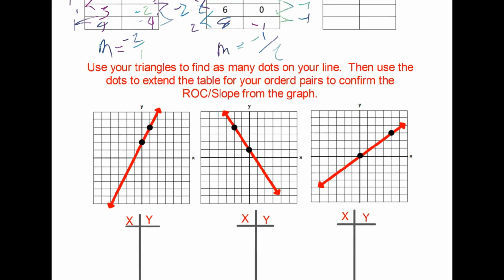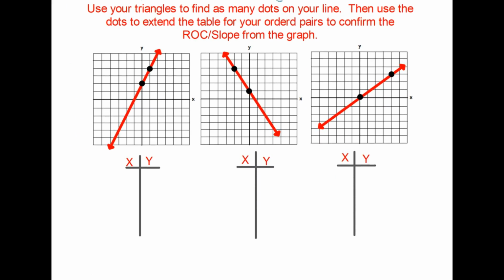All right. Use your triangles to find as many dots on your line. Then use the dots to extend the table for your ordered pairs to confirm the rock or slope from the graph. All right, so this is where I need to go to the select tool so y'all can see this. So when I look here and I look here, if I go from this dot to this dot, then my rock is going to be up 2 over 1, right? So we notice that the rock has been constant. That's why the line is straight, because the rock has been constant.